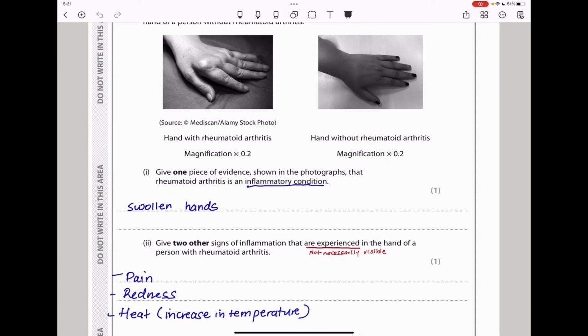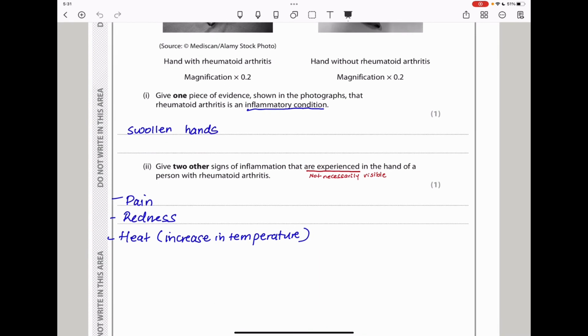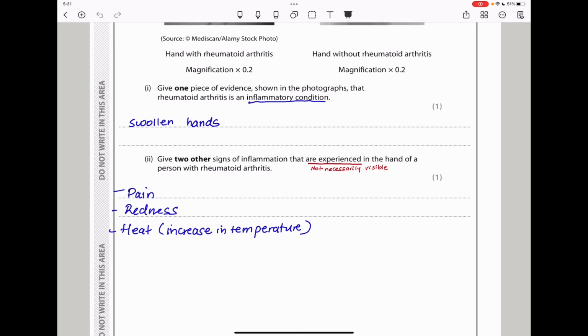So they say, give one piece of evidence shown in the photograph that rheumatoid arthritis is an inflammatory condition. We can see there is swelling. Inflammation can lead to swelling, so the swollen hands show that there is inflammation. And then they say, give 2 other signs of inflammation that are experienced in the hand of a person with rheumatoid arthritis. There should be pain. You remember when you talk about inflammation, there is swelling, there is pain, there is redness, there is increase in temperature or increase in heat. So all these can be symptoms of any inflammatory condition occurring. So these are the possible answers.